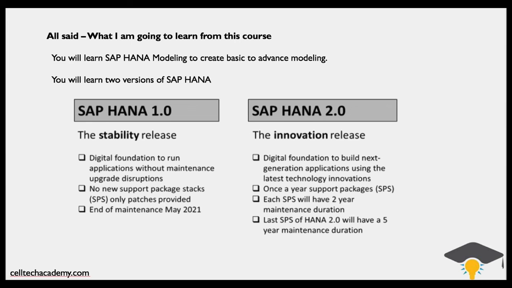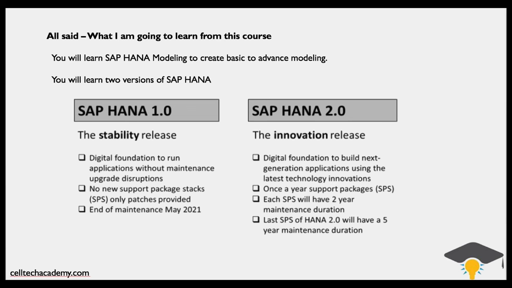So all said, what am I going to learn from this course? In our previous slide you saw the modeling, so you'll be learning SAP HANA modeling, from pretty basic to pretty advanced, complicated modeling. That's the goal of our training. And you also see two versions of SAP HANA. One is SAP HANA 1.0, which is the stable release, and the next one is SAP HANA 2.0, which is an innovation release.